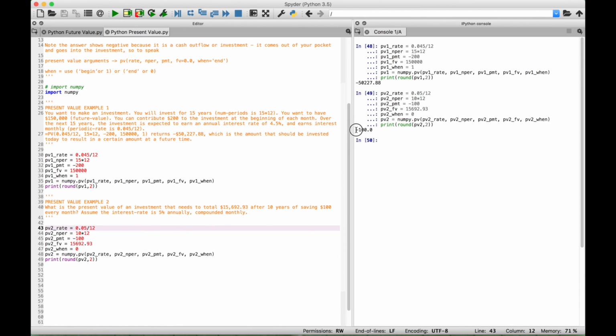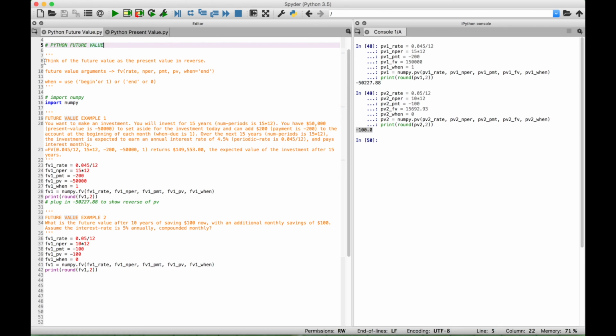Okay, so that means we need to invest $100 today, along with our monthly payments of $100. We need to invest for 10 years at an annual interest rate of 5%, and the interest compounds on a monthly basis. Okay, so now let's move on to the future value function examples.